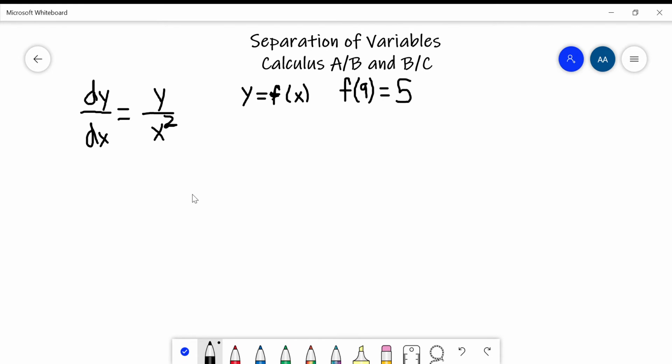So first things first, the name of the concept is separation of variables. So you can understand that something's going to be separated. Separation is the key here.